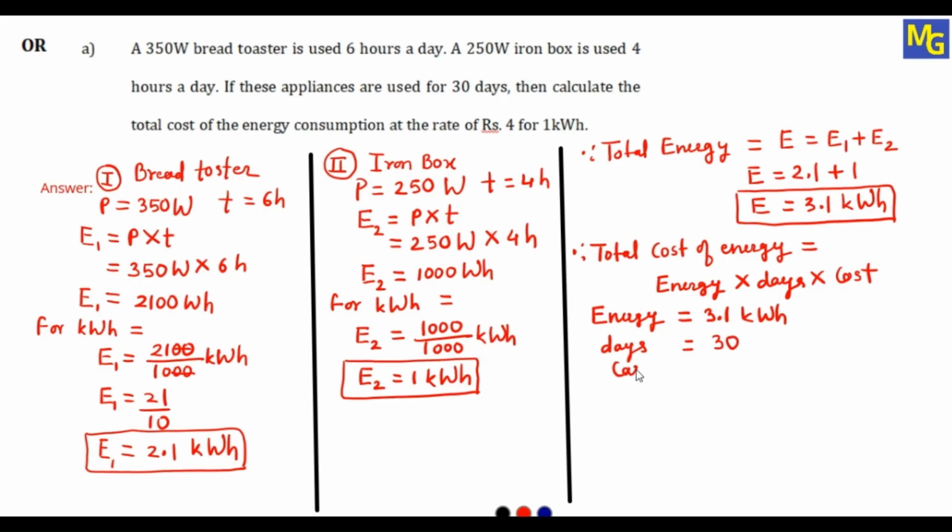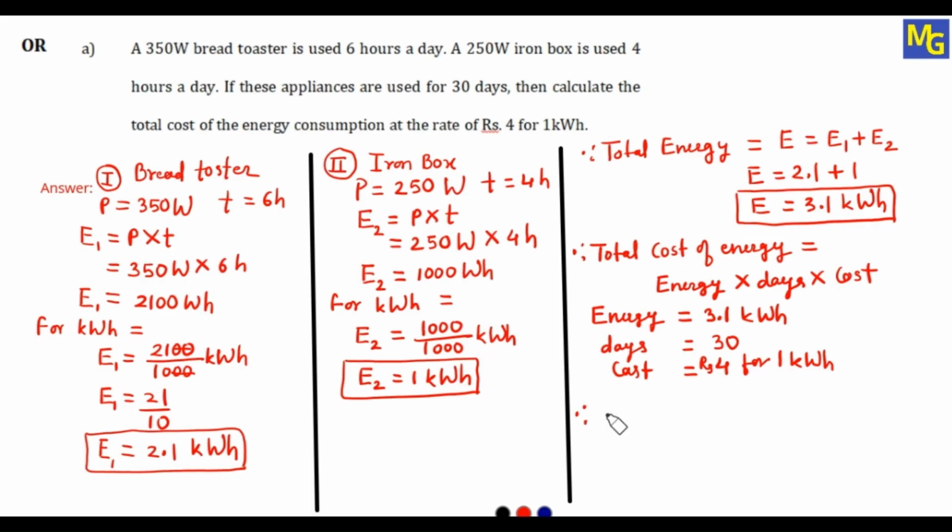And cost how much? Cost is given 4 rupees, 4 rupees for 1 kilowatt hour. So substitute all the values.